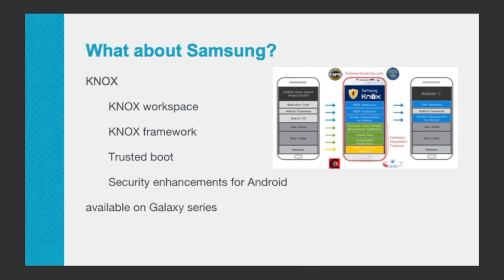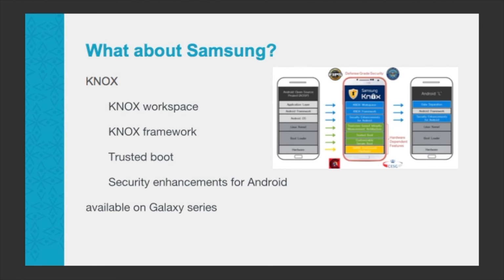You may have heard of this because there was a rumor, or I guess an announcement, for Android L that Samsung will be contributing Knox framework and security enhancements for Android into the Android open source project. In the end, this didn't happen. I think the Google guys just looked at the code and were like, we're not putting this in it. So now we don't have Knox in every device.